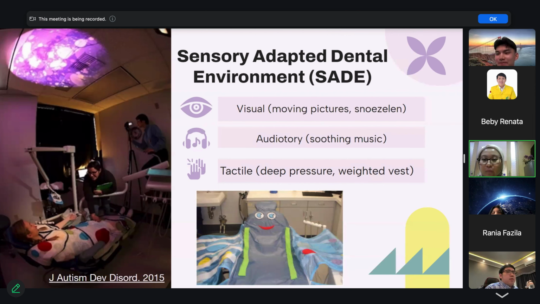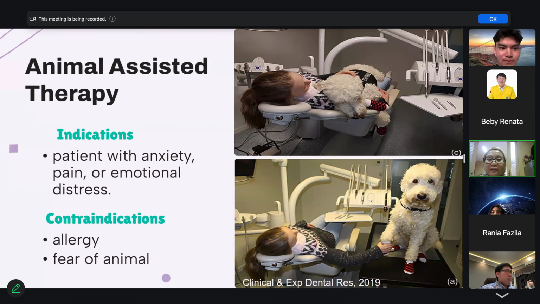And next is AAT, or Animal Assisted Therapy. This technique also can legally be used in several countries to reduce anxiety in patients. But this animal is not your pet or the patient's pet. This animal should be a certified and trained animal and also needs to be accompanied by a keeper.